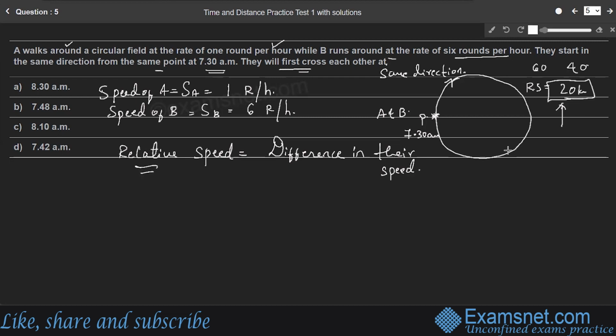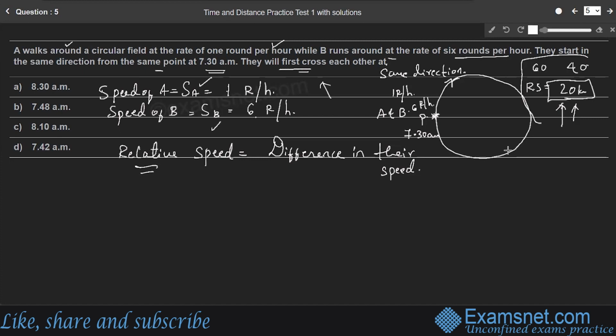Therefore, when two bodies are moving with different speeds, they appear to be moving with the difference in their speed, for example this 20 kilometers per hour. In the same manner, come back to the question here. Speed of A and speed of B are 1 and 6 rounds per hour. That means A is moving with the speed of 1 round per hour, B is moving with the speed of 6 rounds per hour.